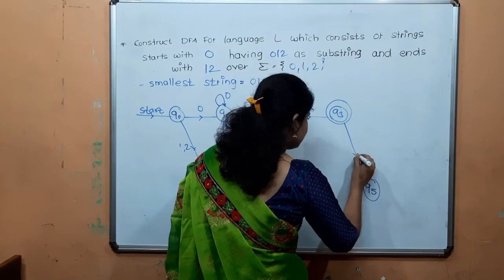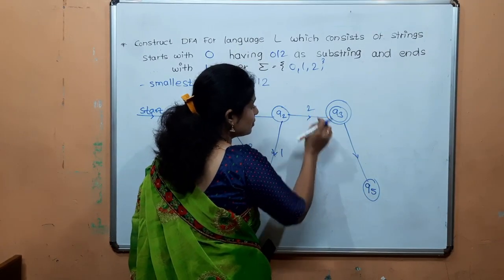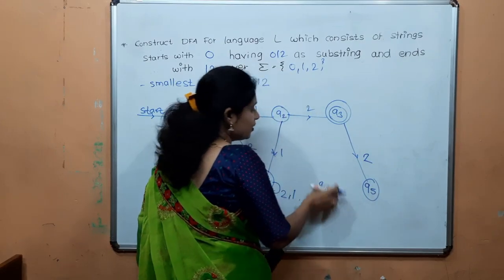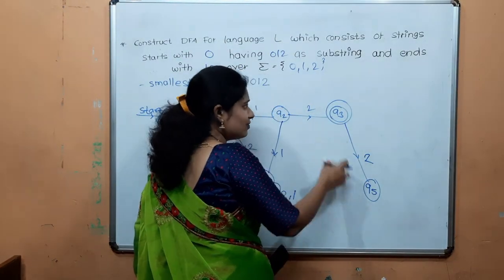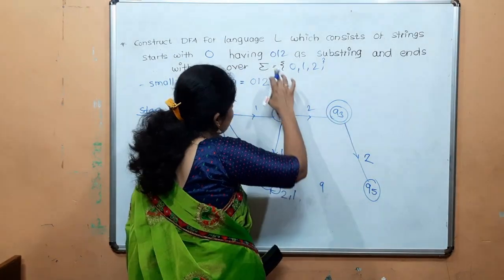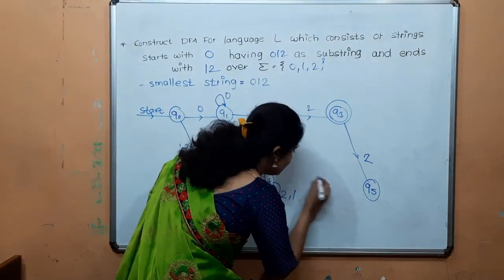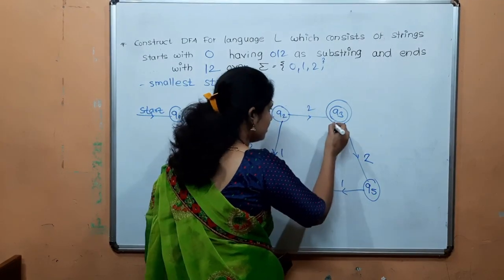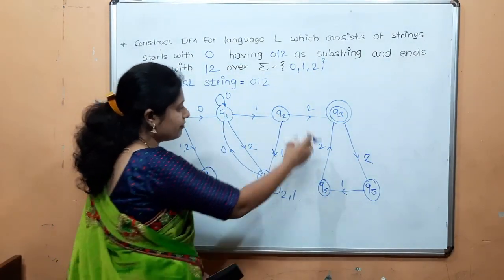Okay, after this 1. Okay, after this 2, if 2 occurs, then here we can use another one. Okay, after this 2, 1 will occur, okay, ends with 2, 1, which is invalid. The condition is that ends with 1, 2. So here we can add one more state, that is Q6. 2, 1, 2, okay, and we can get the final state.